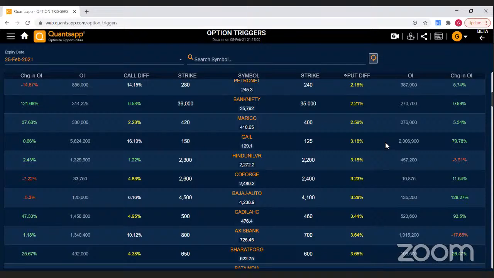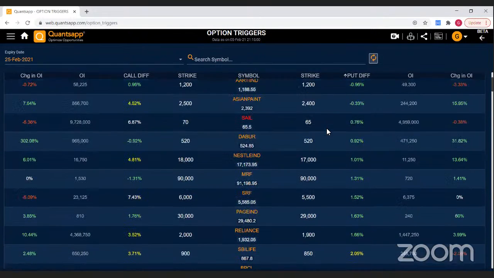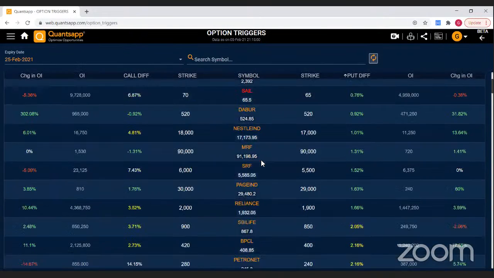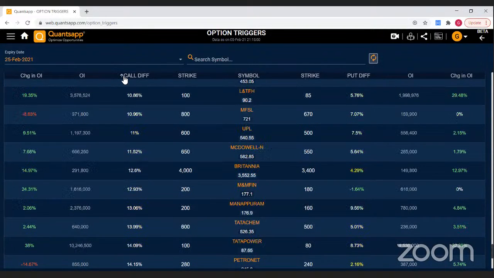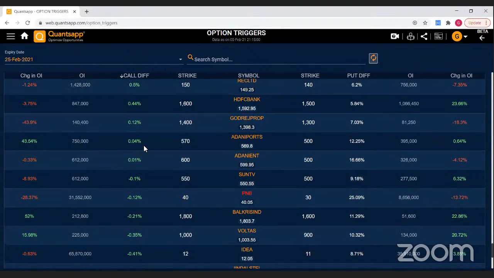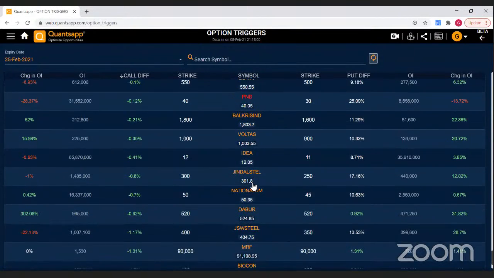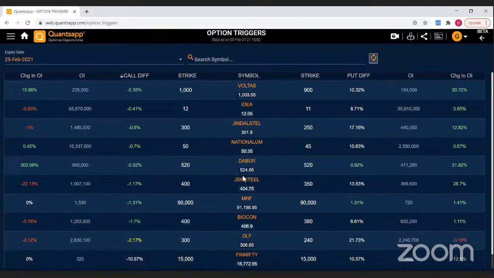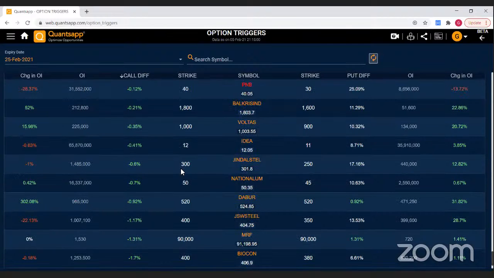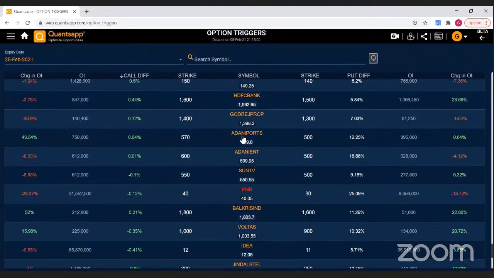So one thing I just forgot to cover here, I'm gonna take it again. So we were looking into the Dabur. No, we'll take a different stock. Adani Ports we were looking at. So Adani Entertainment, PNB, Dabur, look at the heaviness of the call writers in the Dabur. So you're gonna see Adani Ports only.